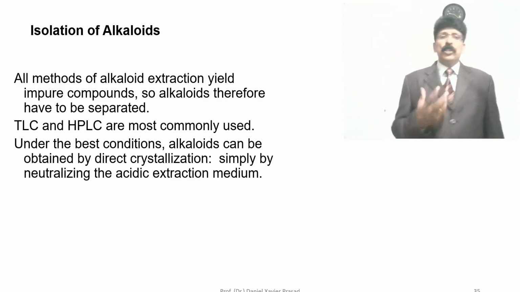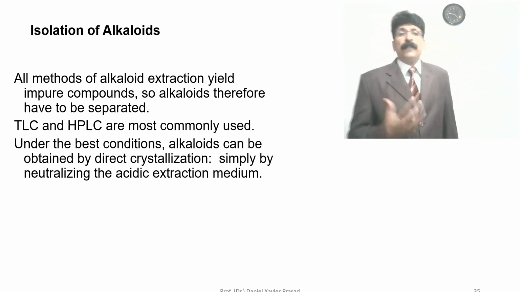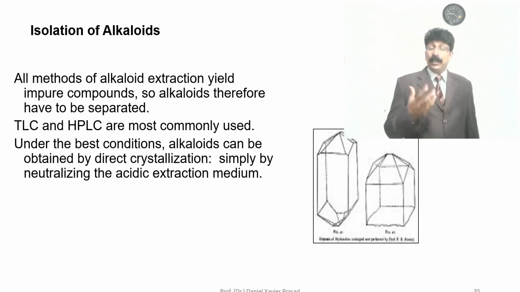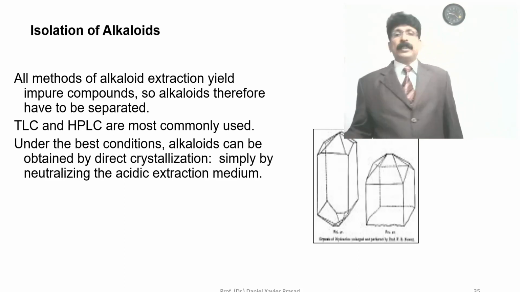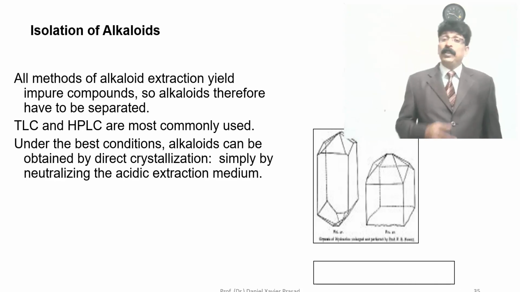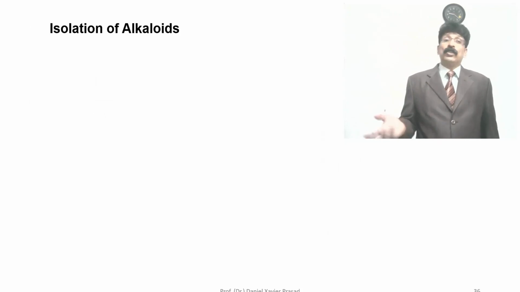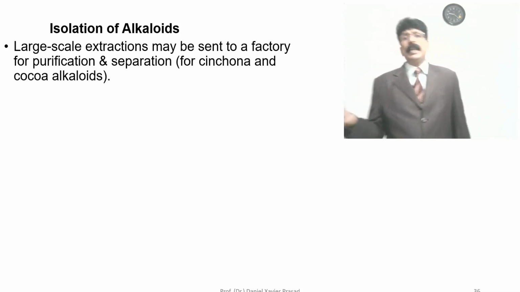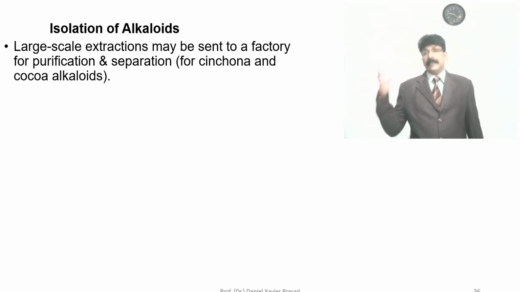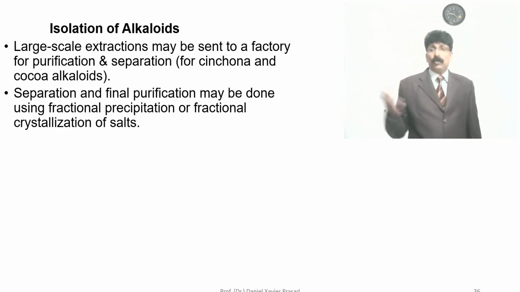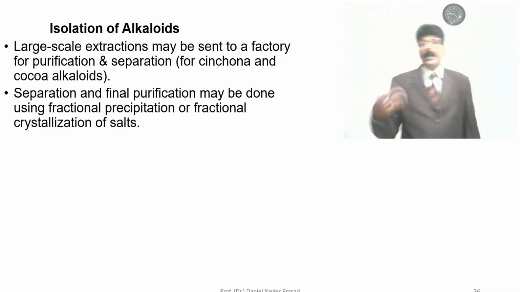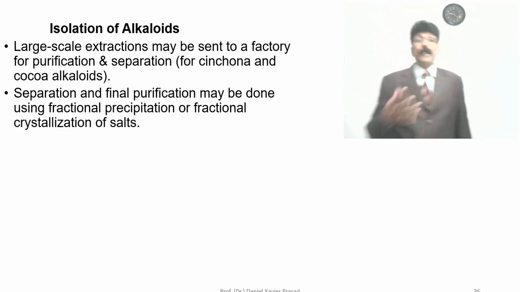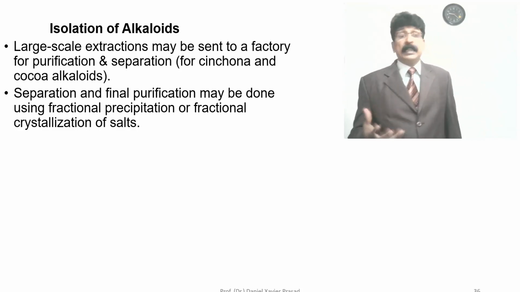So alkaloids can be separated by chromatographic technique and crystallization, and you can get different types of crystals by using both the alkaline method and also the acidic method. Isolation of alkaloids on a large scale, maybe factory-size purification like cinchona and coca alkaloids, is more used, and final purification may be done by fractional precipitation, and fractional crystallization can also be used.